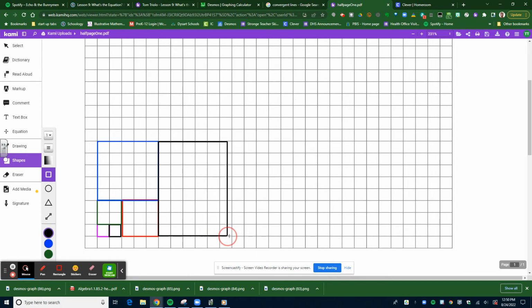So 1, 2, 3, 4, 5, 6. That 8? And that's 7. That looks like 7. Let's see. 2, 3, 4, 5, 6, 7, 8. Okay, what's my next one? 13. Okay. So let's see.